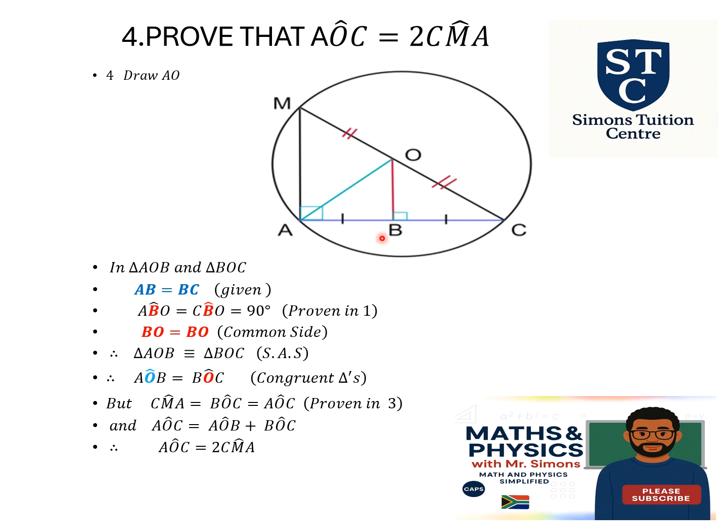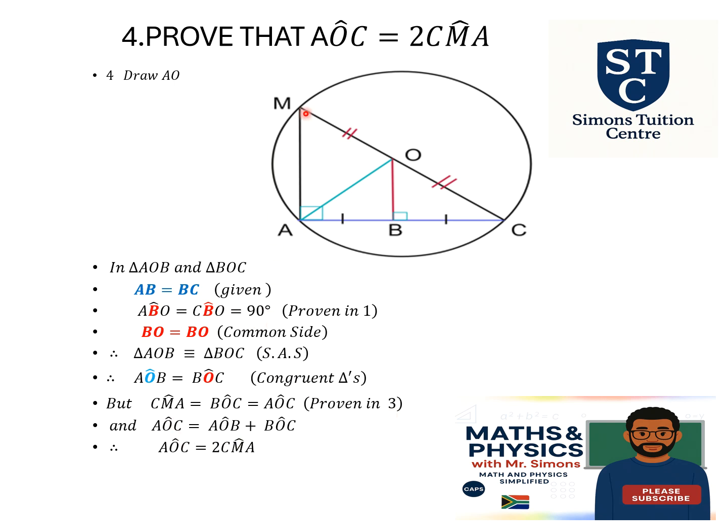BO equal BO, it's a common side. So therefore AOB is congruent to COB, and my reason is side, angle, side. Therefore angle AOB and angle COB must be equal, they are congruent triangles. But CMA, that angle there, equal COB, and my reason, congruent triangles, that was proven in question 3.